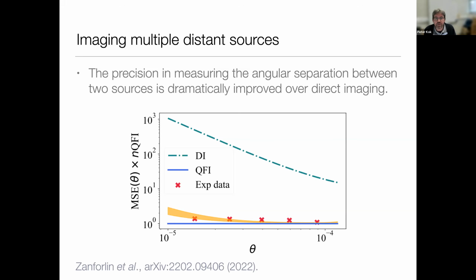And again, the experimental data lies really close to the optimum. So for all practical purposes, we can say that we've done an optimal measurement of the distance, or actually the opening angle between the two sources that is being measured here. So it's incredibly precise, and it requires a fair bit of advanced kit in the lab, but yeah, it's very feasible.